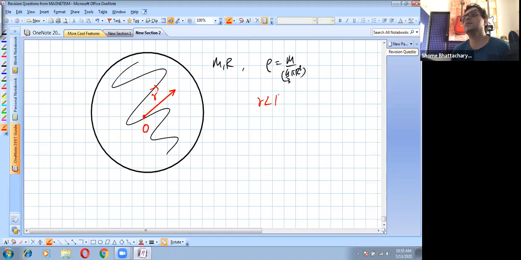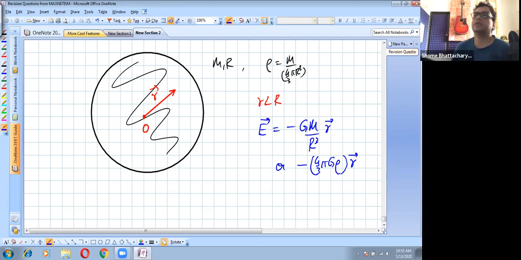So r less than capital R. The gravitational field at that point is then given by the formula minus GM by R cubed times r, or we can write it as minus. Now we can replace M by R cubed with 4 by 3 pi rho, so this constant into r. Okay. So this is the idea here.